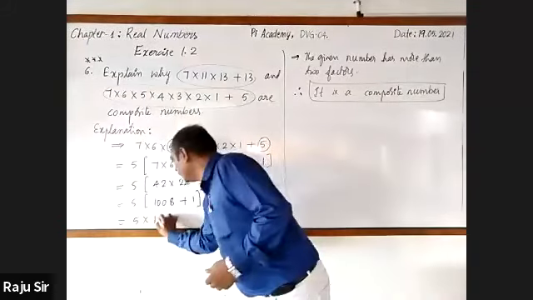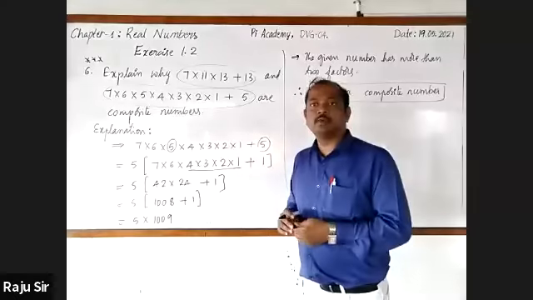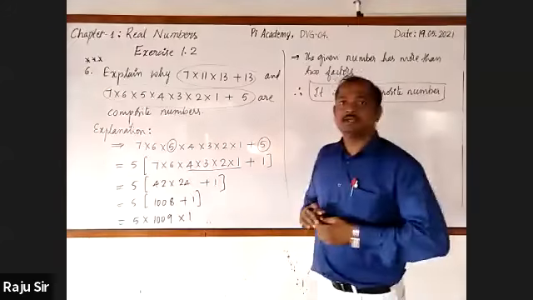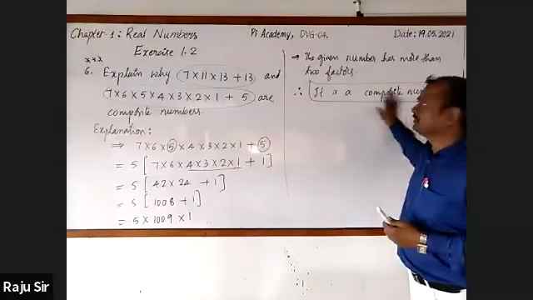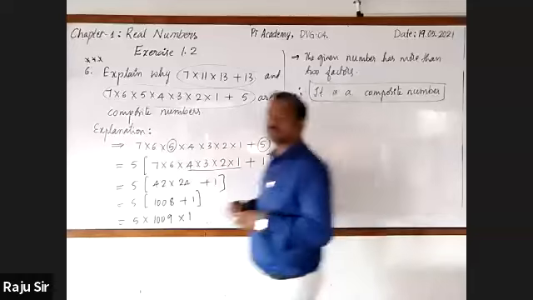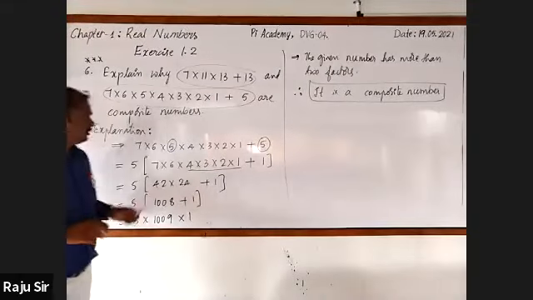So 5 into 1008 plus 1. Very good, it is 1009. There are two factors. Can I include one more factor? Yes, sir, 1. The given number has more than two factors. Therefore, it is a composite number. Please do copy.